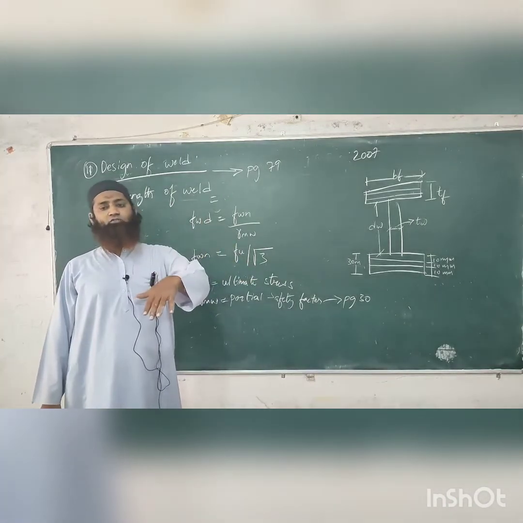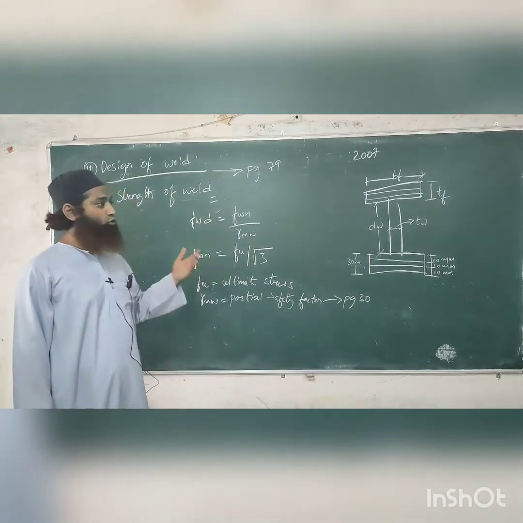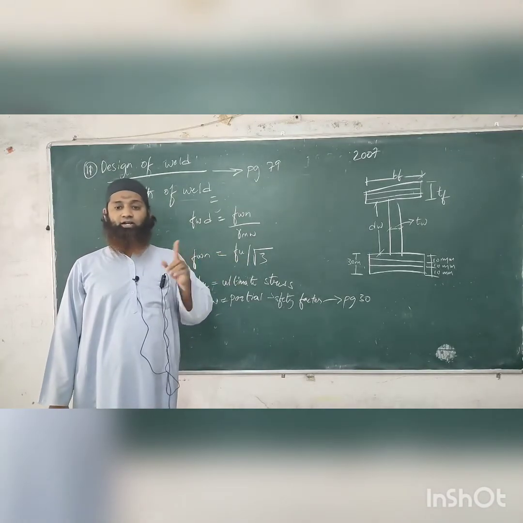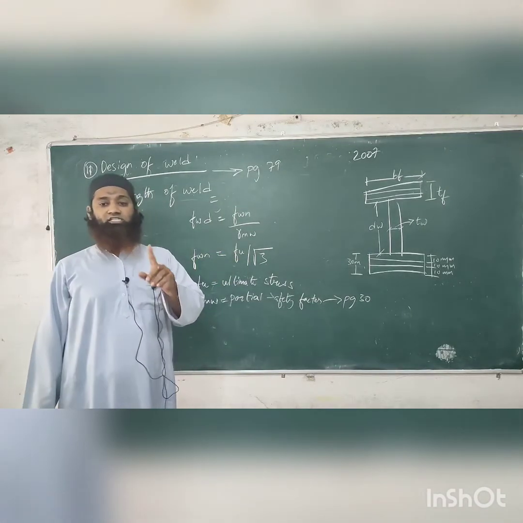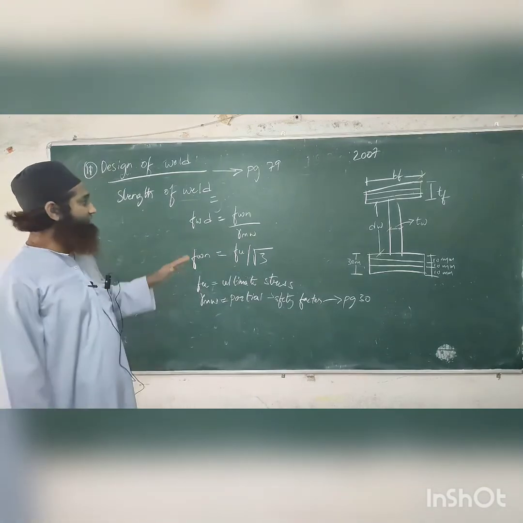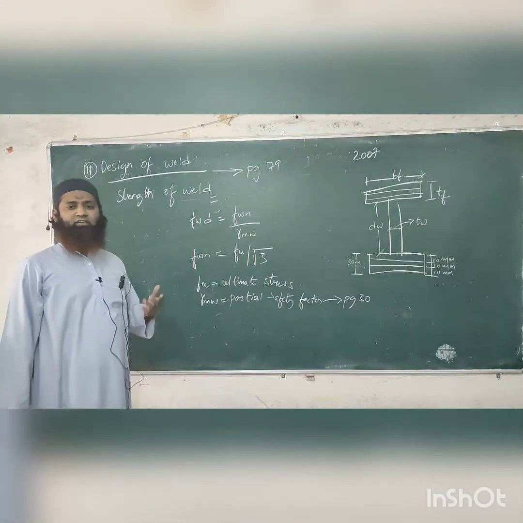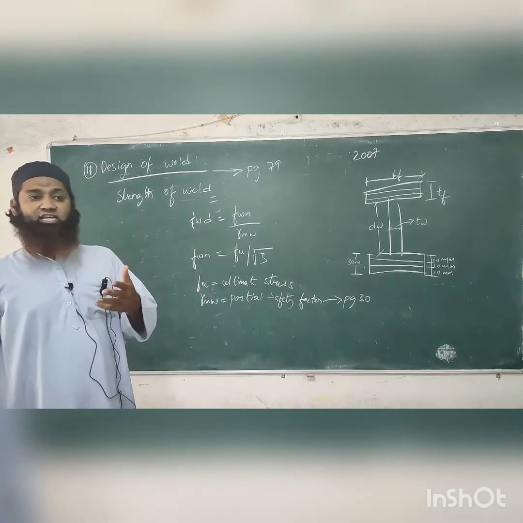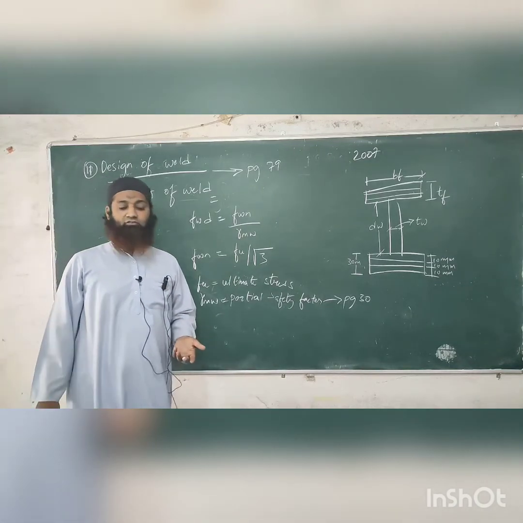And step 7, what was it? We had seen for low shear, whether VU should be less than or equal to 0.6 times VD. That was the next step. After that, step 7 or step 8, we had seen the curtailment of the flange plates. That was the next step.